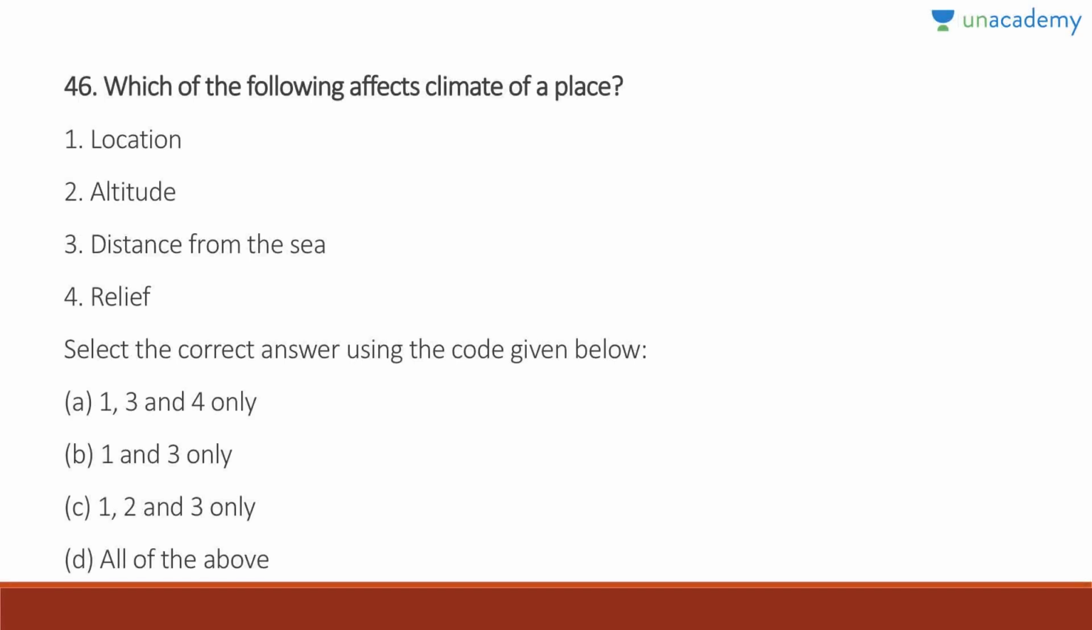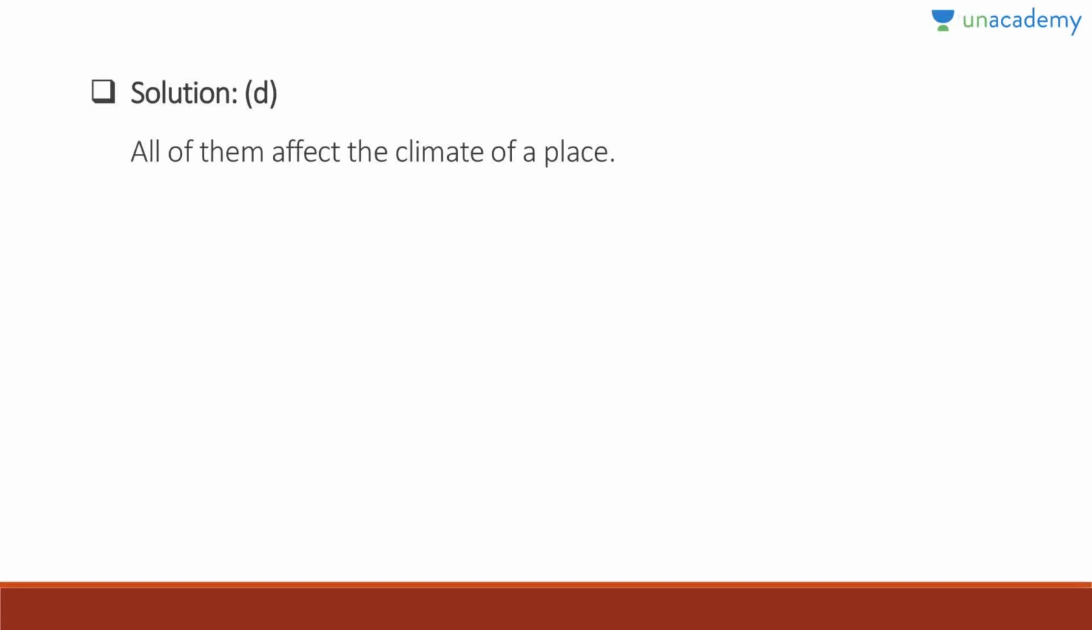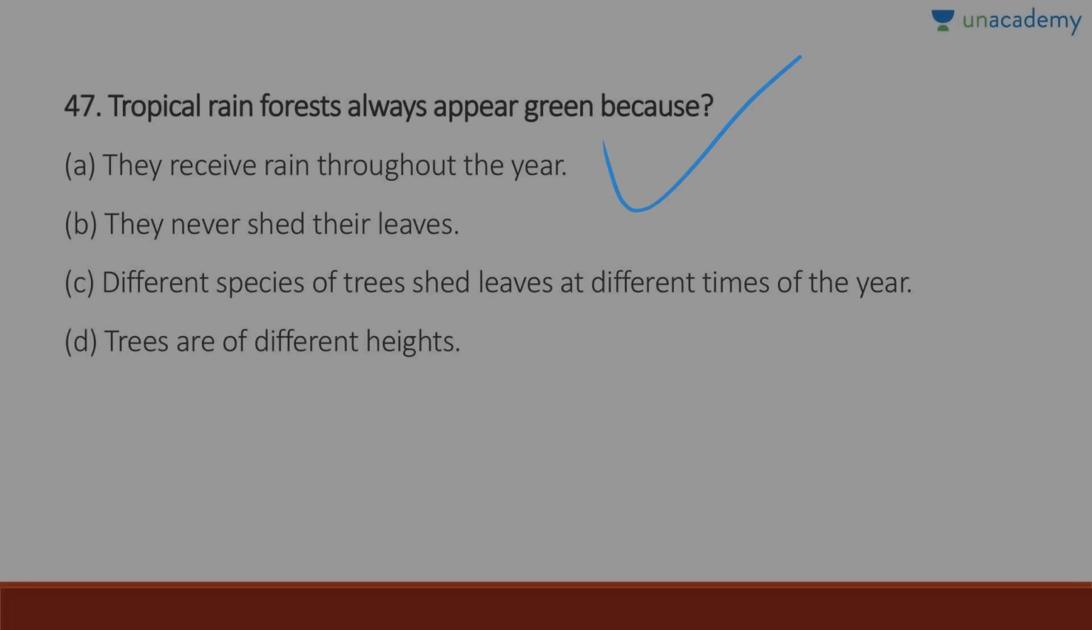Question number 46. Which of the following affects the climate of a place? Location does affect, altitude does affect, distance from the sea affects, relief affects. So all these 4 places affect the climate of a place. So answer is D, all of the above. So all of them affect the climate of a place. So answer here is D.